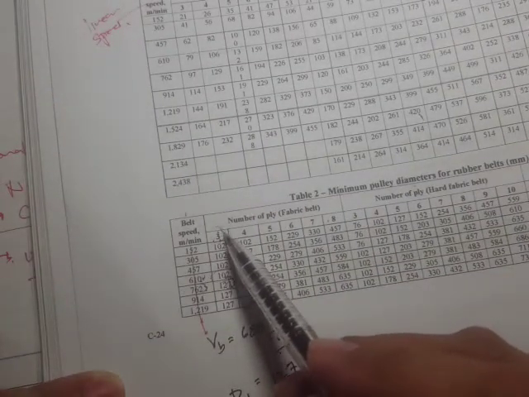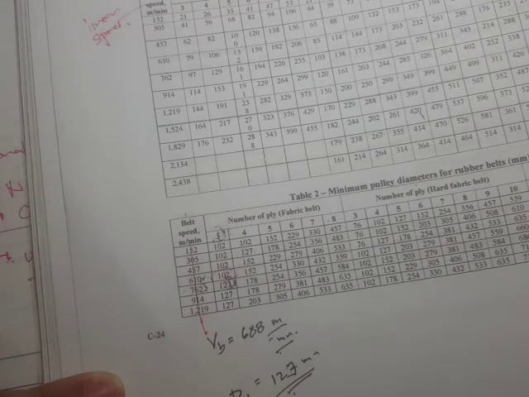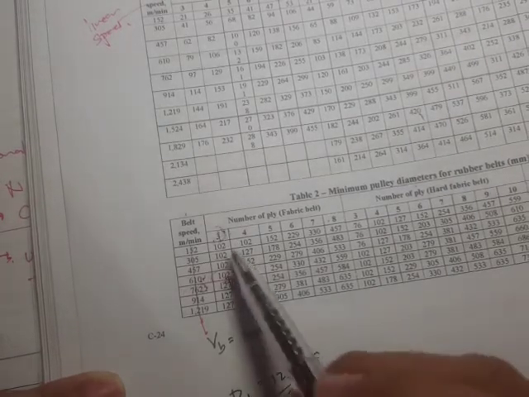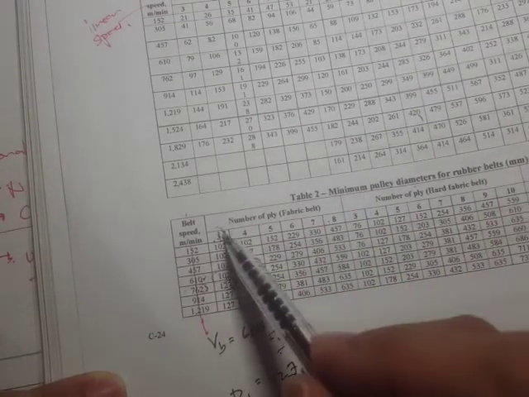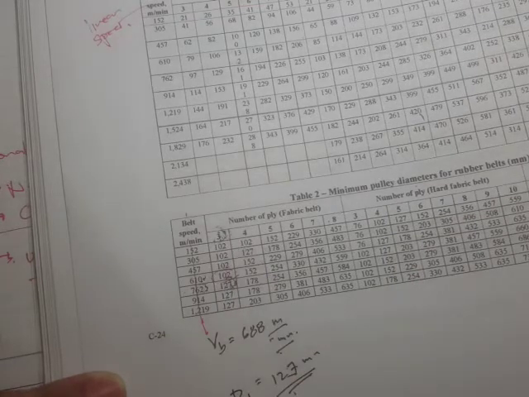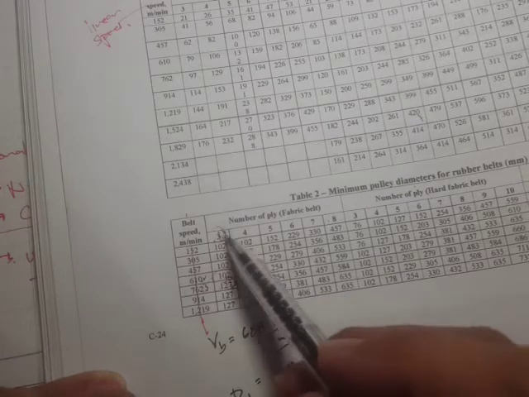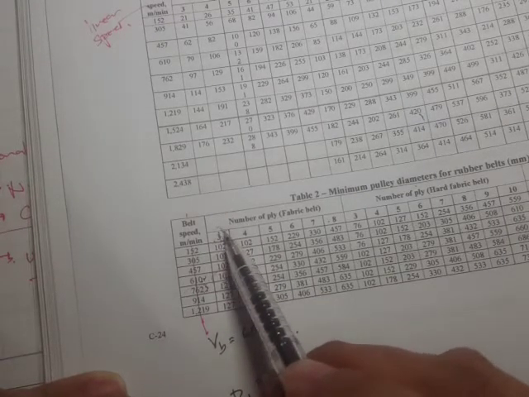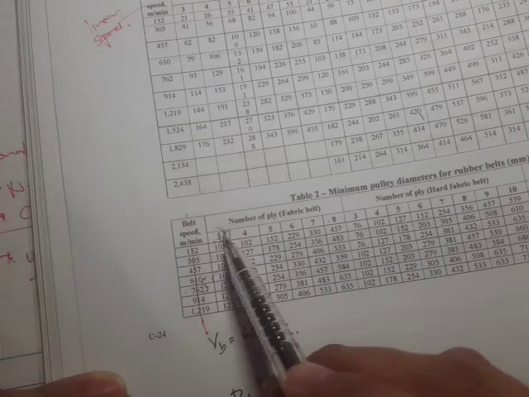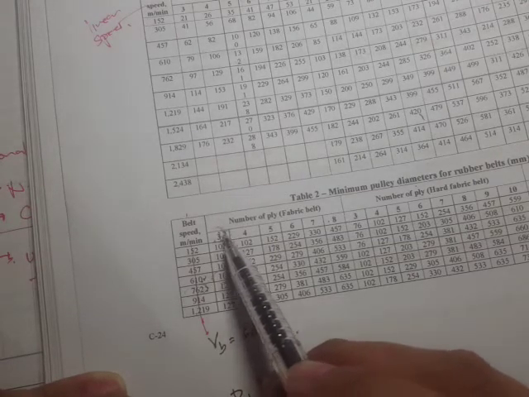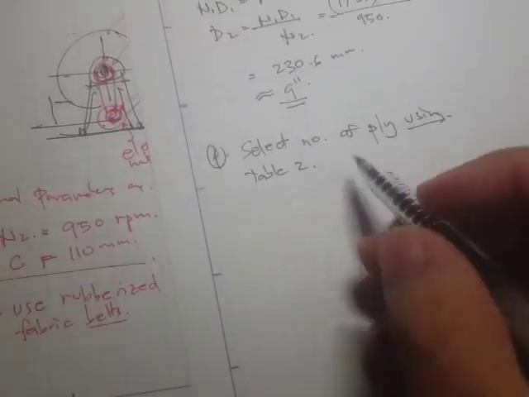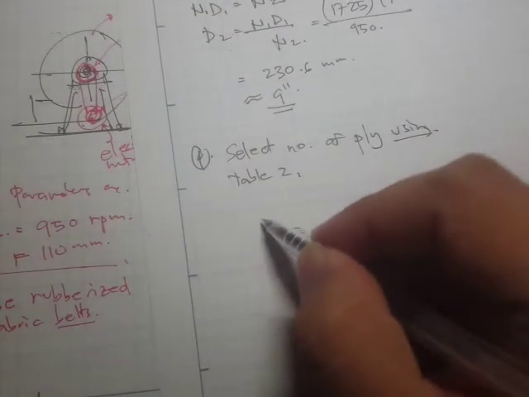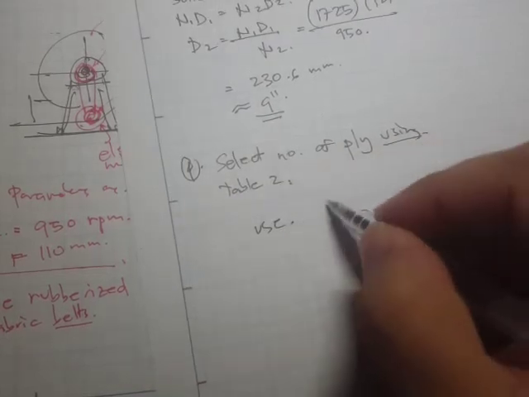And you can still design the width. So if you don't have that much allowance, then I think you can still compensate through the width of the belt. Okay, so let's just use three ply. So select number of ply using table number 2, then we'll just write here use 3-ply.